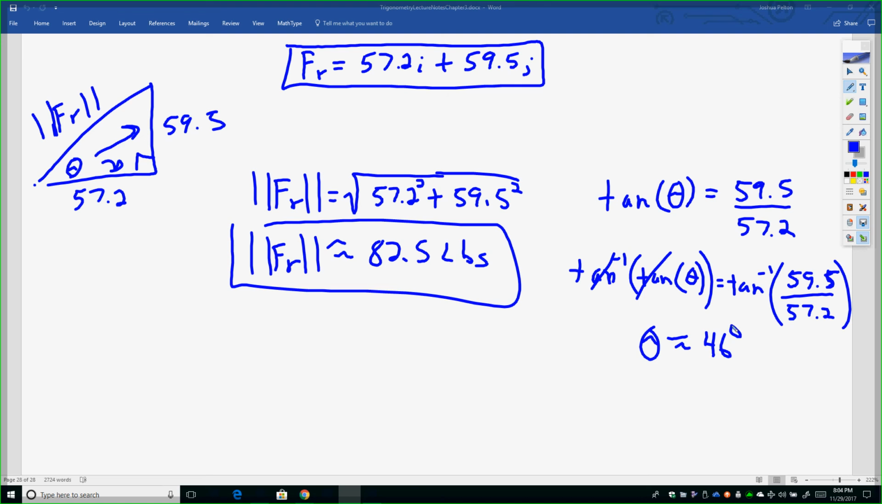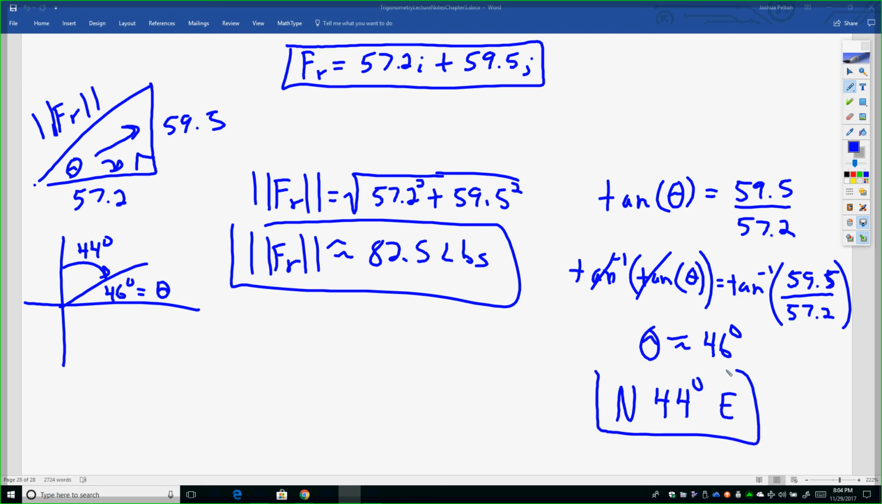Okay. However, that's 46 degrees, which is the trig angle. That is not my bearing, which is 44, because it comes up to 90. So I'm in fact going north by 44 degrees east is my direction. Okay, and that is the end of part 2, other than the concept.